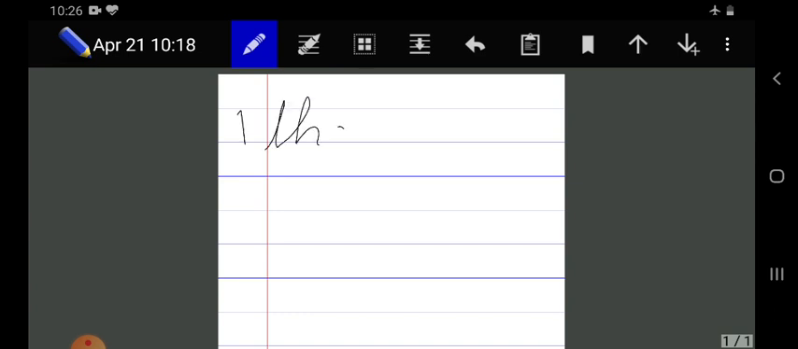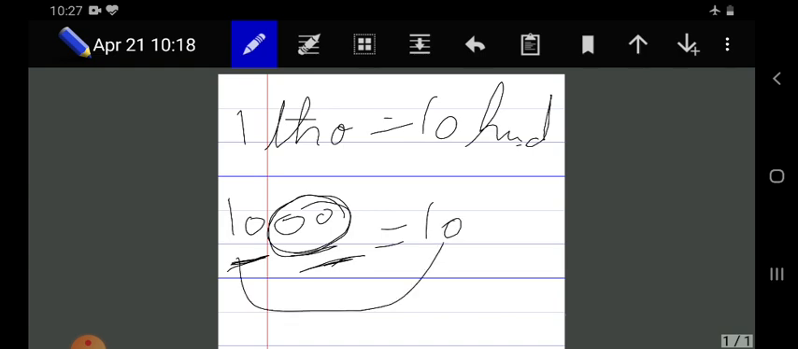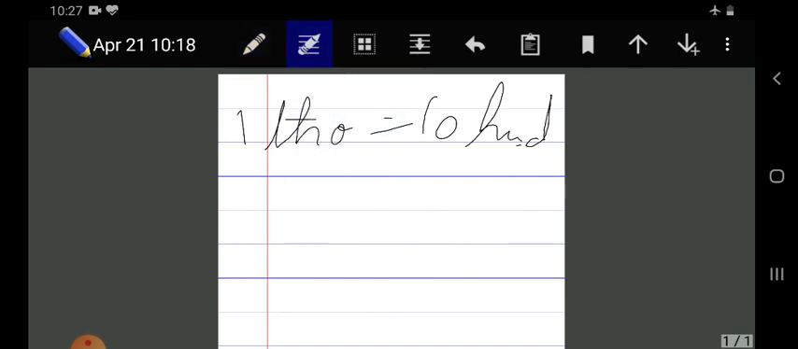1000 is equal to 10 hundreds. How many zeros in 100? 2 zeros in 100. So if we separate those 2 zeros, what remains is 10. So 1000 is 10 hundreds.